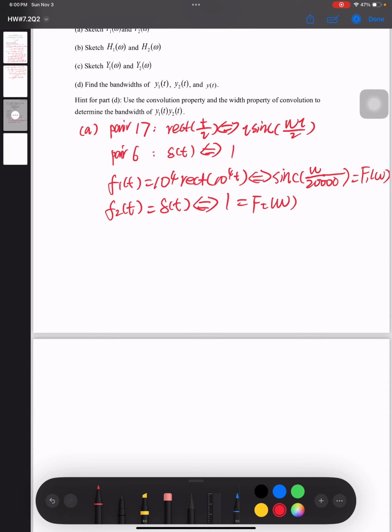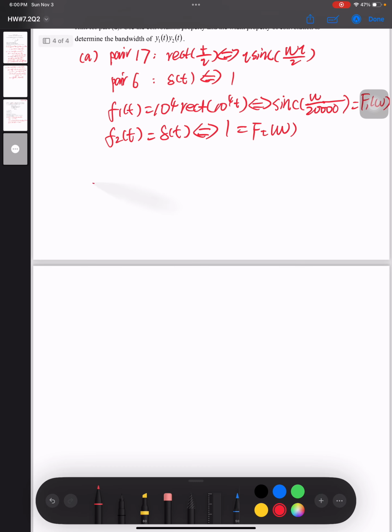So we can plot its figure, which is the sinc function and 1. This is 1.